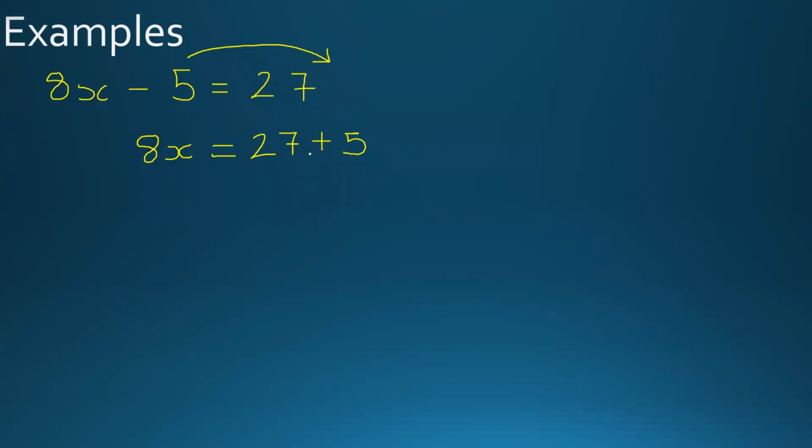So it says 27 plus 5. What is 27 plus 5? 32. 32. Very good.